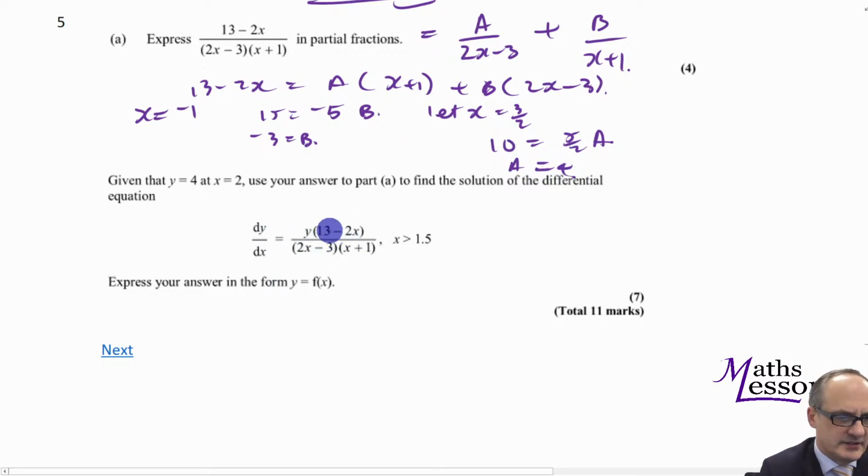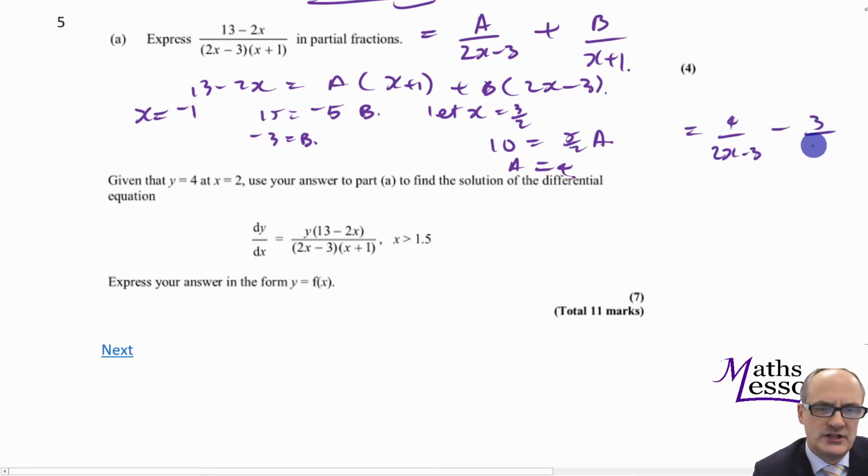So let's get into this part of the question. I suppose I ought to actually write out the partial fractions. So the partial fractions we're going to get actually are 4 over 2x minus 3 minus 3 over x plus 1.